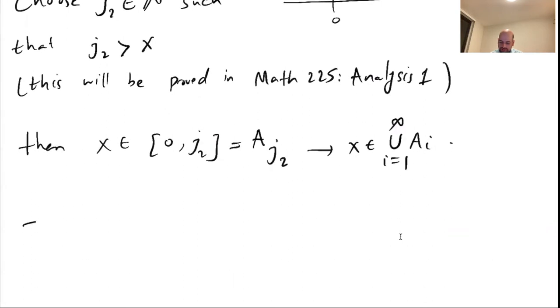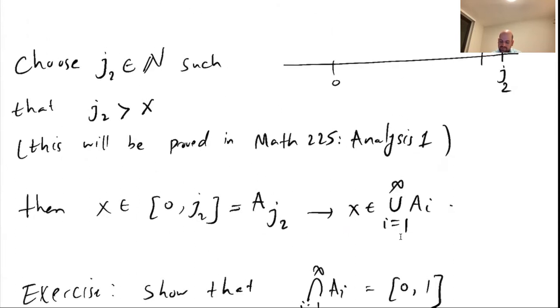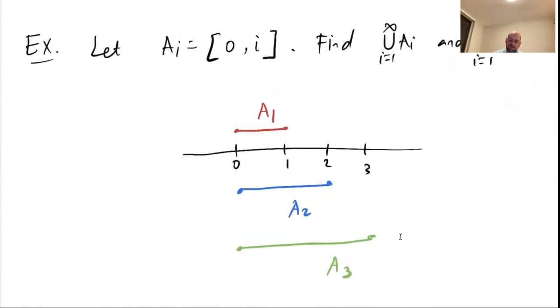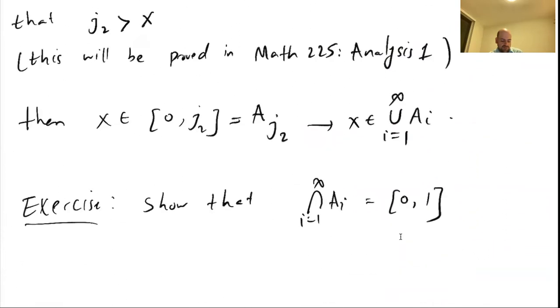Okay, so as an exercise, I can leave to you to show that the intersection of A_I, I from 1 to infinity, will be 0 to 1. Again, intuitively it is obvious, right? Intersection means common elements. What are the common elements between A1, A2, A3, A4, all the way to infinity? So the common elements is this interval 0 to 1. But again, if you want to prove this formally, take x in the left-hand side, show that it has to be in the right-hand side. Take something in the right-hand side, show that it has to be in the left-hand side.